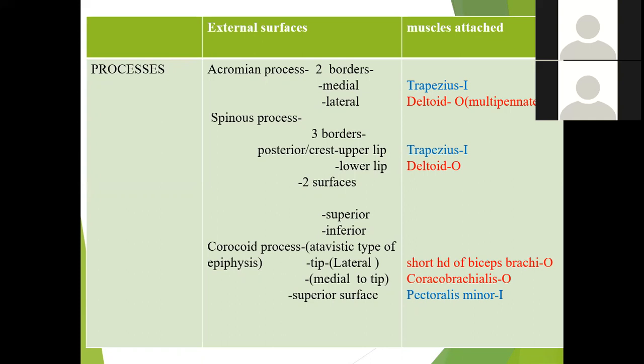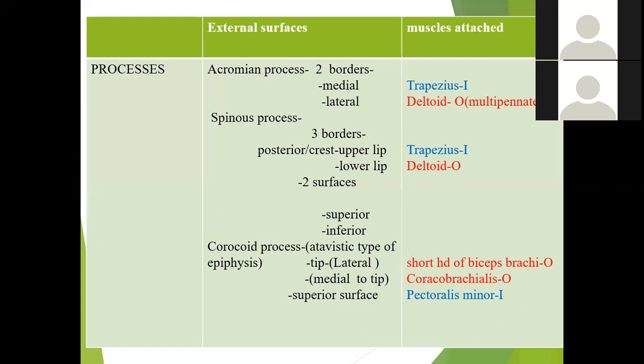Clear? Okay. So now we are coming to the spinous process muscle attachment. Here the upper lip of the crest gives insertion for the trapezius muscle and the lower lip gives origin for the deltoid muscle. When you compare the acromion process and the spinous process, the medial border of the acromion process will continue along with the upper lip of the spinous process, and the lateral border will continue with the lower lip of the spinous process. Okay, both are a continuation. Those are the bone, you can trace it out. So you can see the continuation of the acromion process with the spinous process. Okay, so you can compare both and see it.